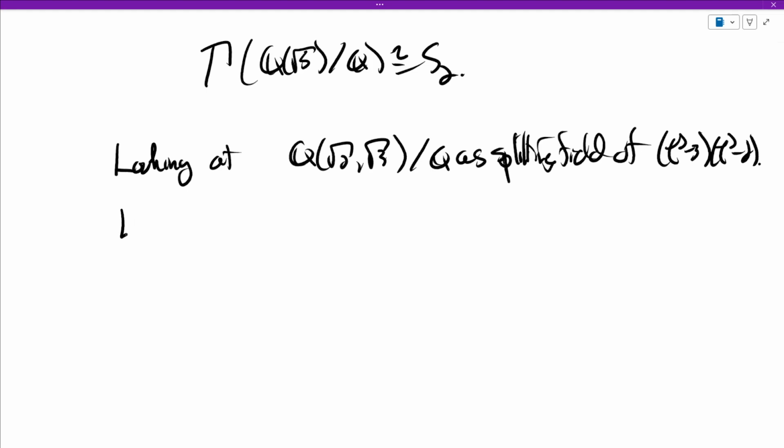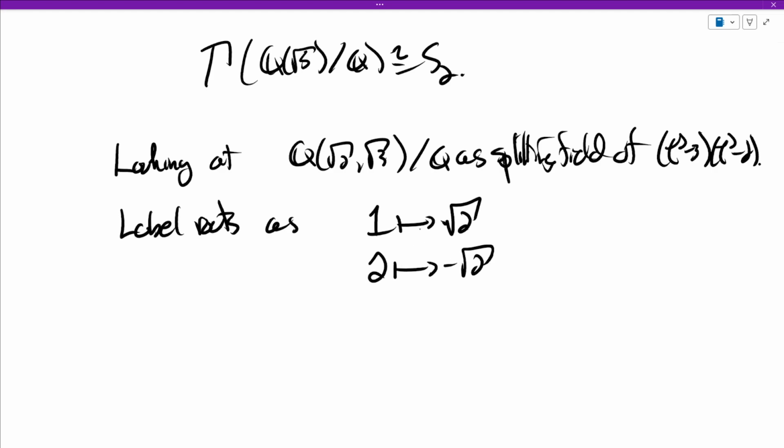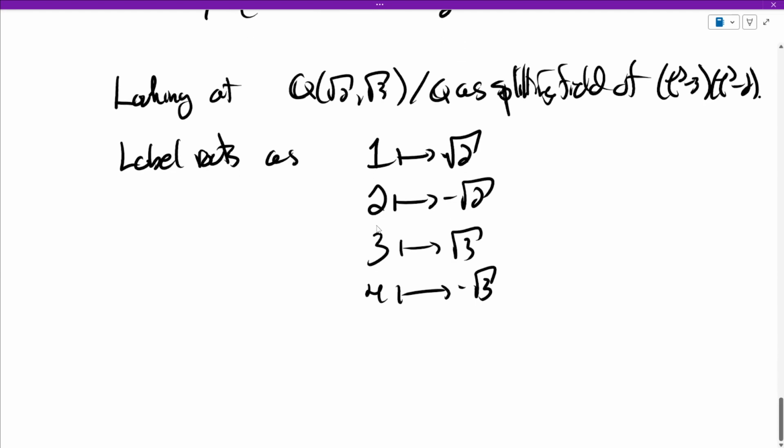We're going to label our roots. It doesn't matter how you label it. There's not a God-given way of doing this. I'm going to say 1 corresponds to root 2, 2 corresponds to negative root 2, 3 corresponds to root 3, 4 corresponds to negative root 3. All right, and then we had what?